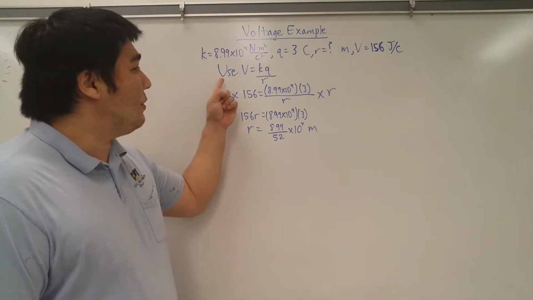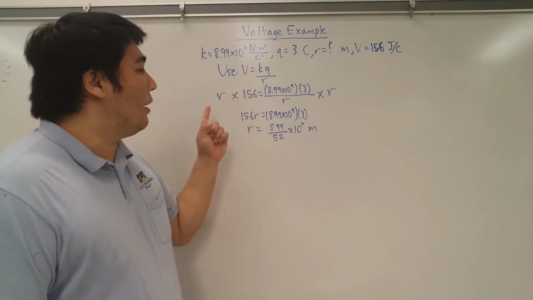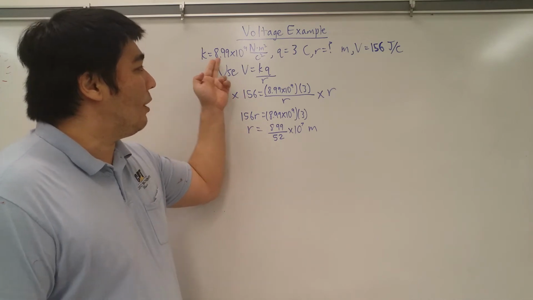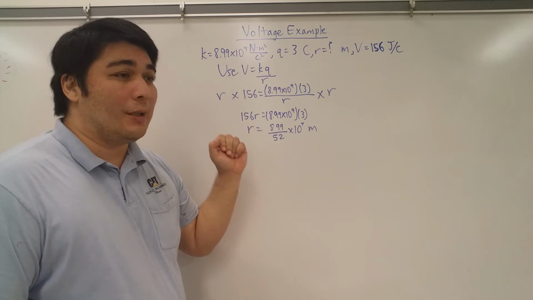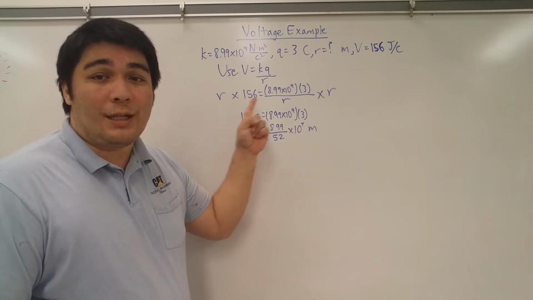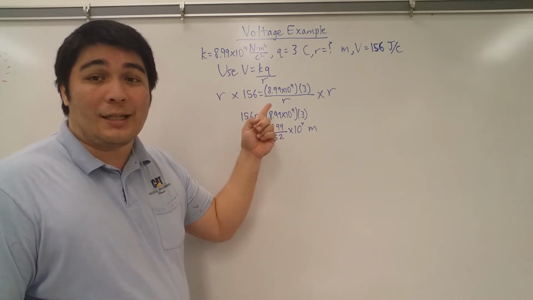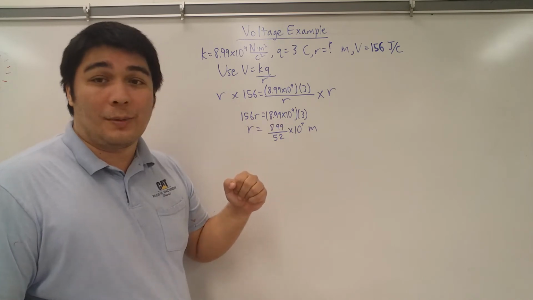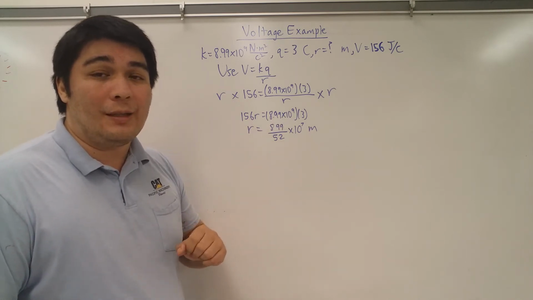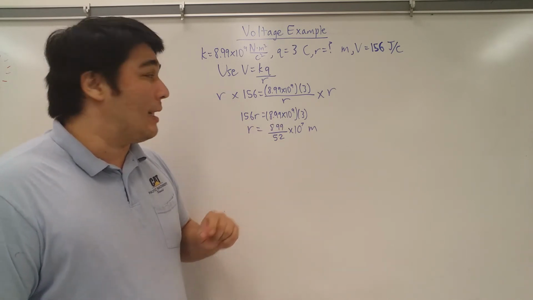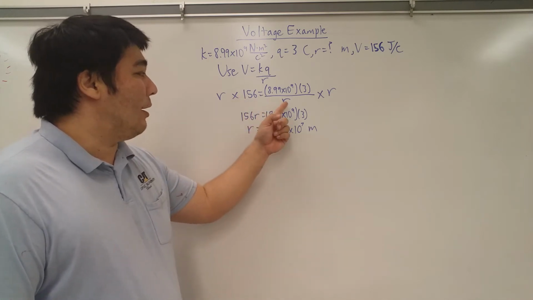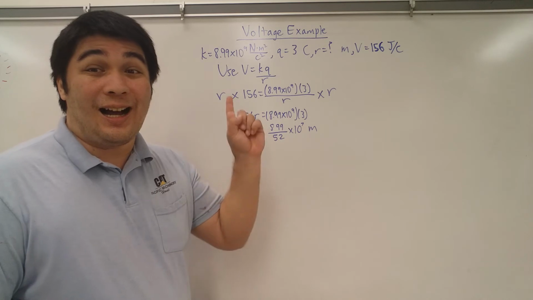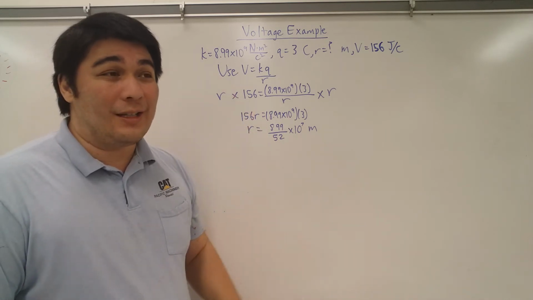So in this one, we're going to use V equals KQ over R, and all I'm going to do is take all of my numbers and plug them into the equation. So V is 156, K is 8.99 times 10 to the ninth, and Q is 3. Notice I'm using the shortcut method, so that's why you don't see any units right now. So I've got that, and I've got this R in the denominator, which I don't like. I don't want R in the denominator.